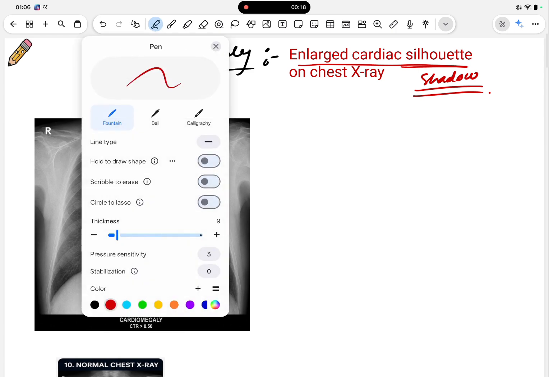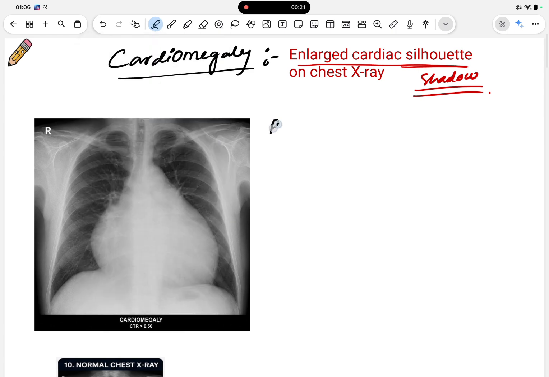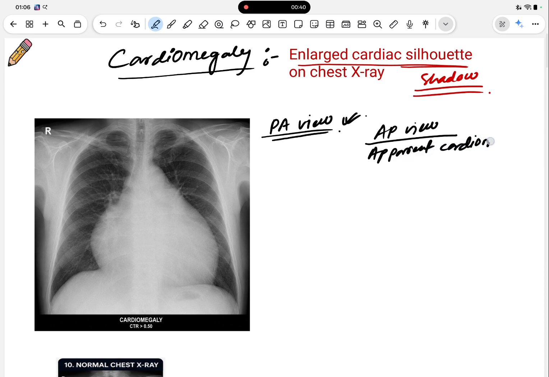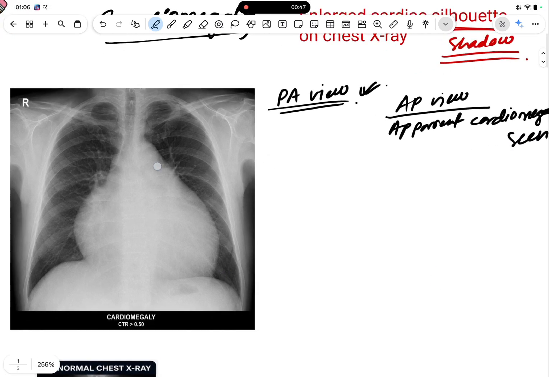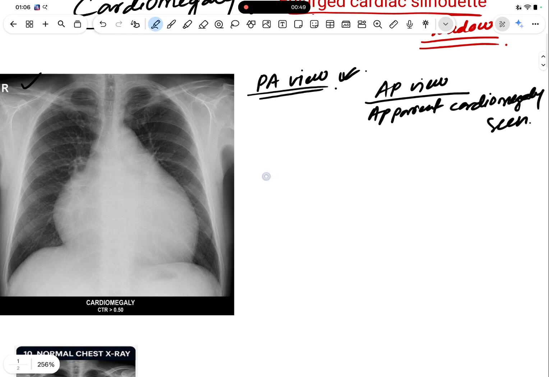Okay, so why PA view? Because it is always taken in PA view. For determination of cardiomegaly, PA view is taken, because in AP view, there is apparent cardiomegaly seen. So for finding the cardiomegaly, we have to first assess the cardiothoracic ratio.